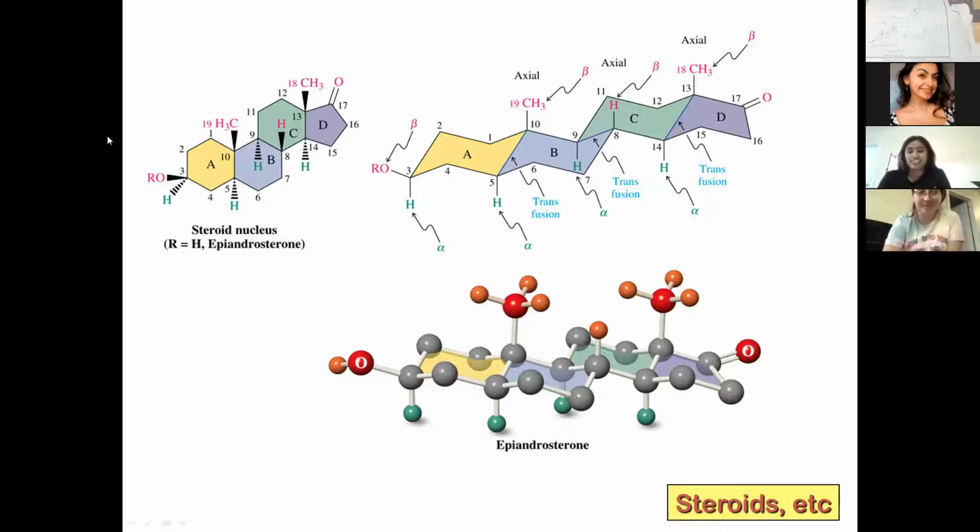So this shows how the two-dimensional structure gets converted to a potential three-dimensional structure, and also how a computer rendition of this molecule looks in three-dimensional space, which is pretty cool. All right. Anyway, I think that's it for the chapter.